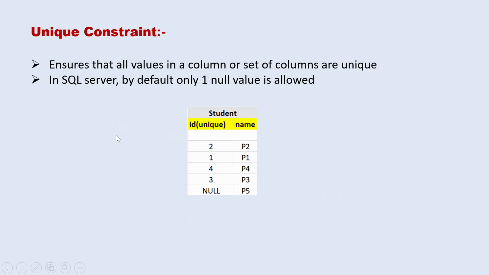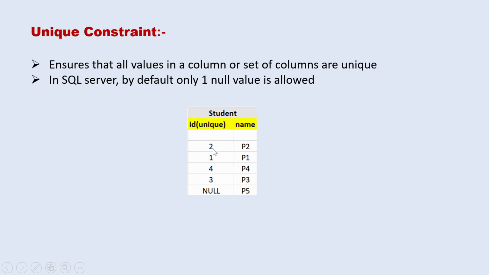Unique constraint. So here also by the name itself, it is clear that this will only allow unique value in that particular column where we have created this constraint, right? So the same thing we have written, like this ensures that all values in a column or set of columns are unique. So in this table, if you observe, again, we have taken the same table, student table, in which we have created a unique constraint on ID column.